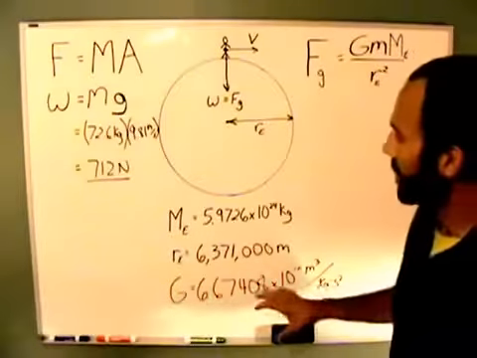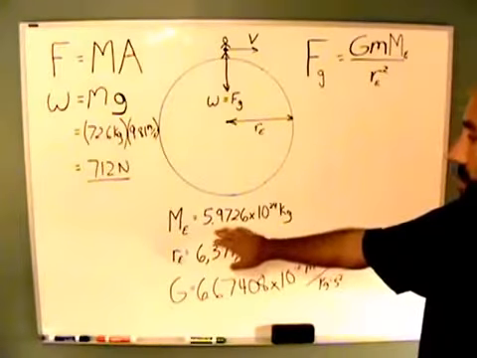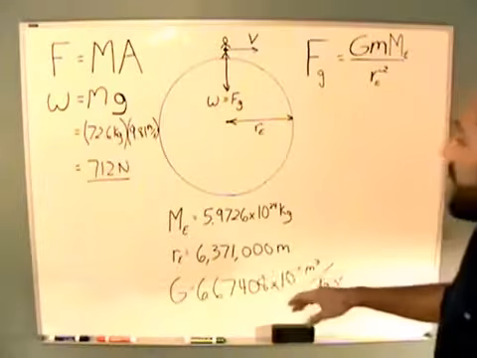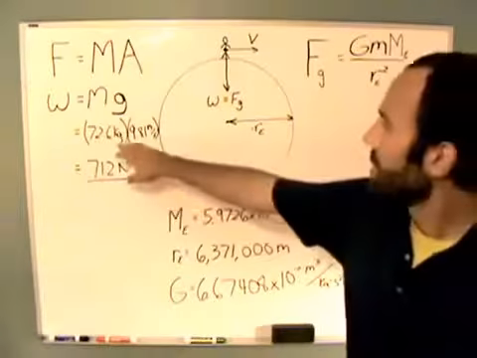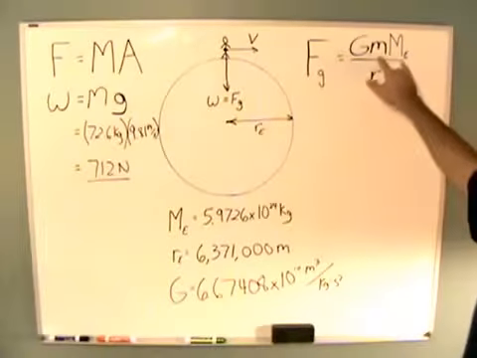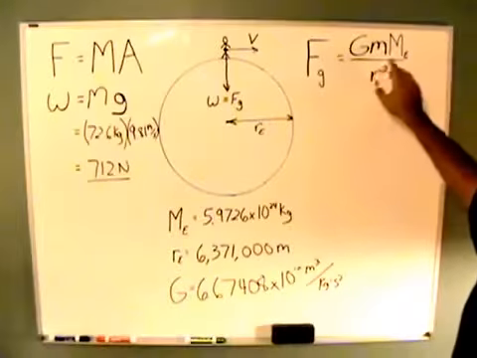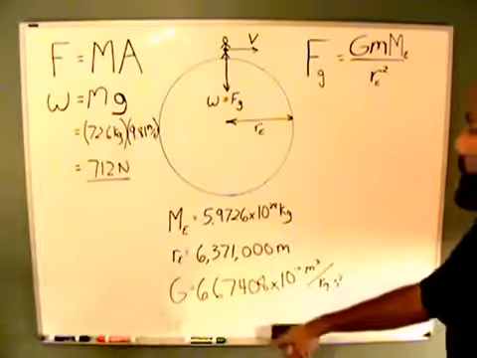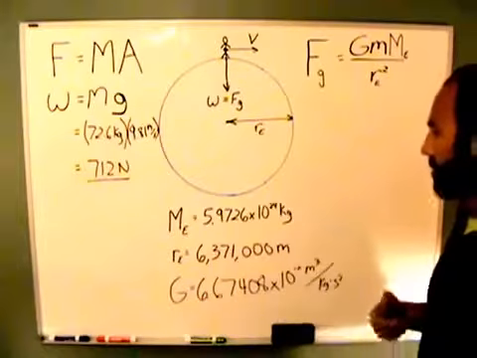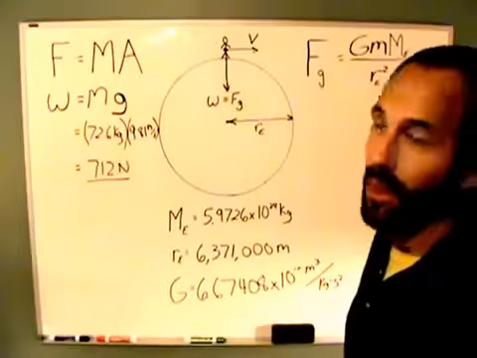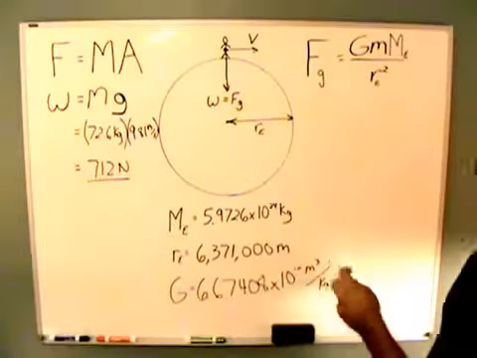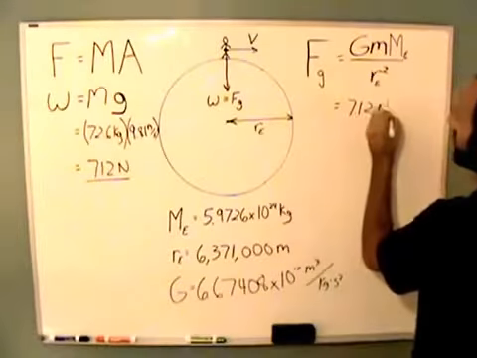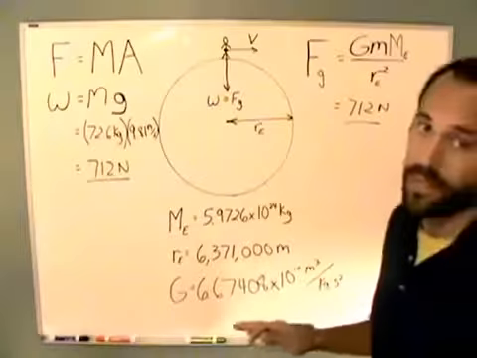So if you plug in the mass of Earth, which I have written here, which is 5.9726 times 10 to the 24th kilograms, a really big number, my mass, 72.6 kilograms, and the gravitational constant, and the radius of Earth, which is 6,371,000 meters, you will get 712 newtons, roughly. Pretty close. Close enough to say it's the same.